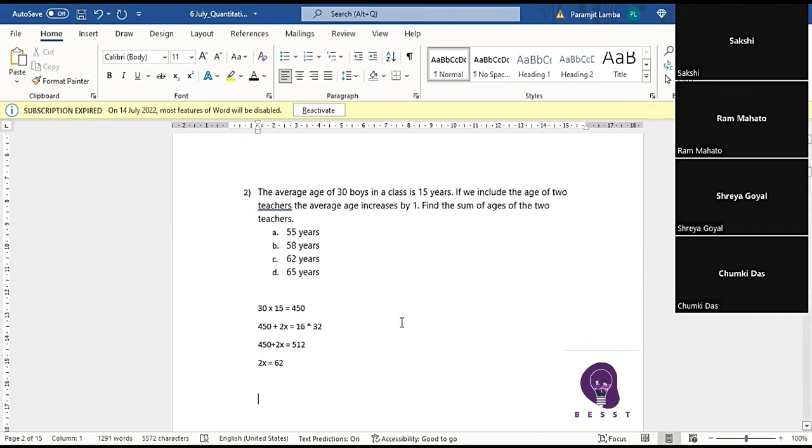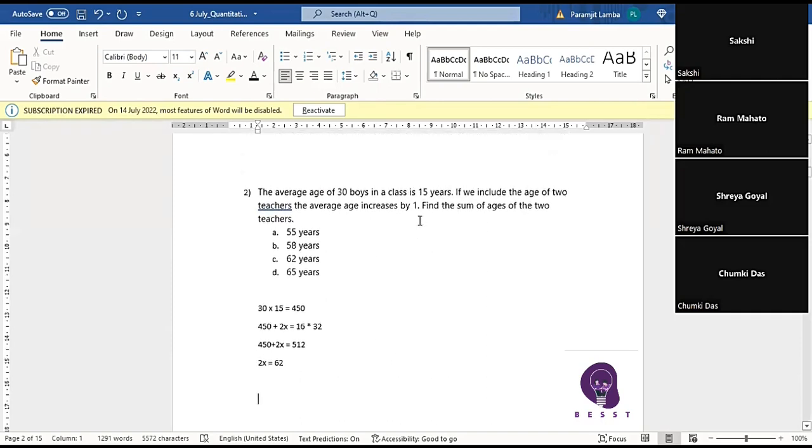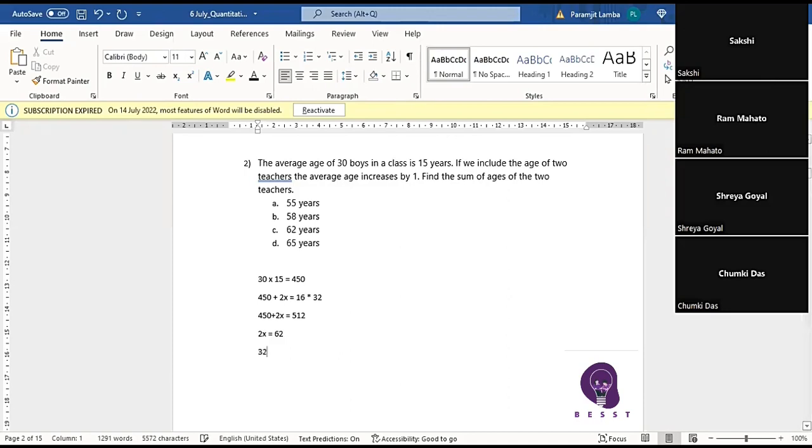I'll show you another way how you can solve this. The average age of 30 boys in a class is 15 years. We have to add the age of two teachers. So now the total number of people will be how many? 32. The average age of 32 people increases by 1, so the average age becomes 16. 32 into 16 is how much? 512.